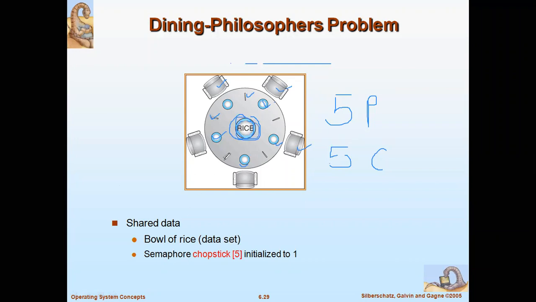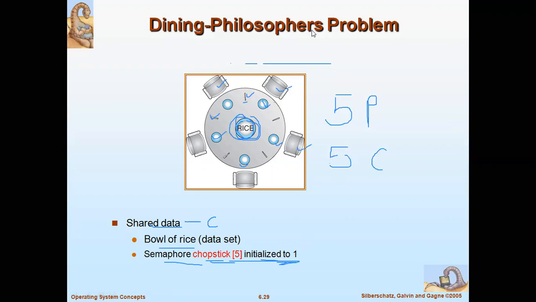And there is a bowl of rice that is kept at the center. Okay, so here the shared data is this bowl of rice, they have to share it in common, but the shared data here is chopsticks. Okay, that is, they need to use chopsticks to eat the rice from the bowl. Okay, now what about the semaphore? We totally have how many? 5 chopsticks, right? So for each of these chopsticks, we have a semaphore. That is why it's an array chopstick of 5, and all of it are initialized to 1.